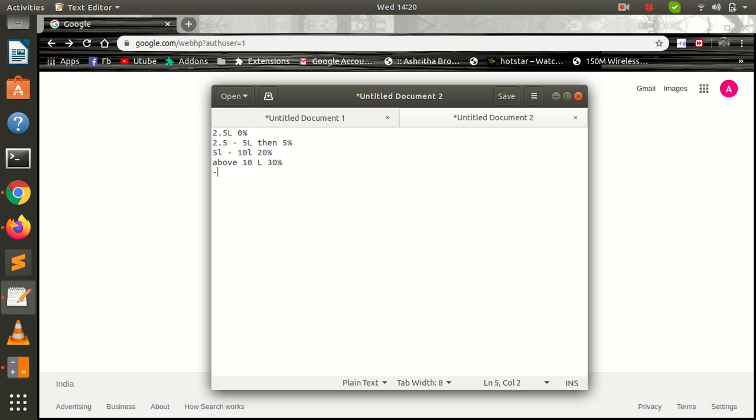So let's take an example, then you can understand more. My income level is, for example, 5 lakh per annum. Out of which up to 2.5 lakhs there is no tax. So 5 lakh minus 2.5 lakh, the remaining amount is 2.5 lakhs.